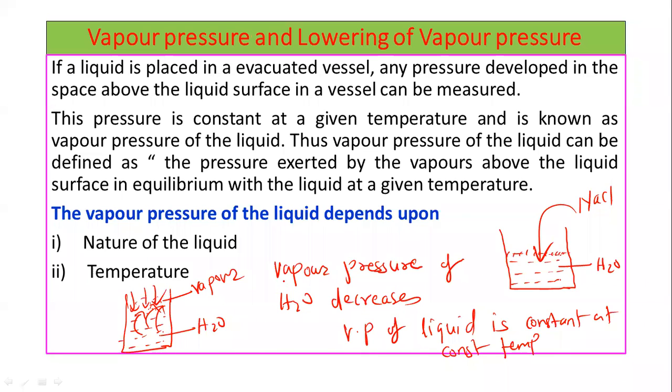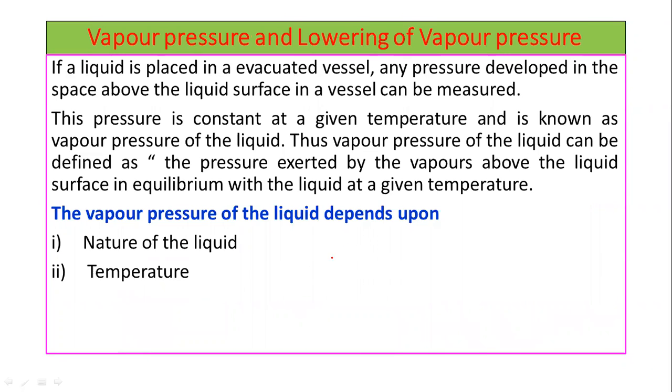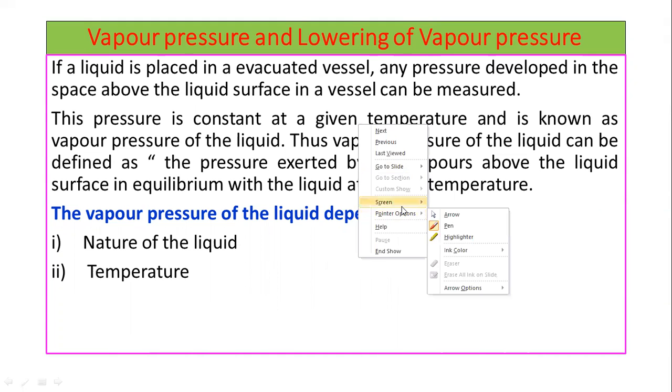Now the vapor pressure of the liquid depends upon the nature of the liquid and temperature. All the liquids do not have the same vapor pressure. Let us take an example to explain this. Suppose in one beaker we have taken water.